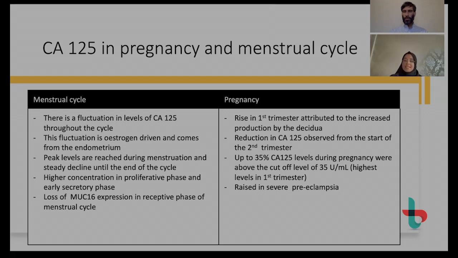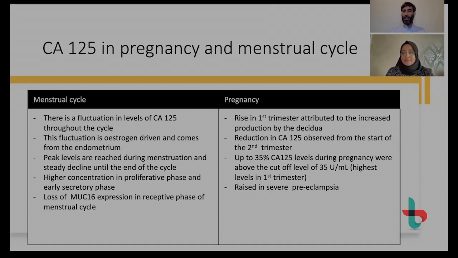However, interestingly, in the context of preeclampsia, we see that there is a rise in the levels of CA125, especially in severe preeclampsia. At the moment, we still don't have enough data to implement this into our routine practice for screening for severe preeclampsia. However, what we can conclude from this is that this would be a response to the systemic inflammation that's observed in preeclampsia.